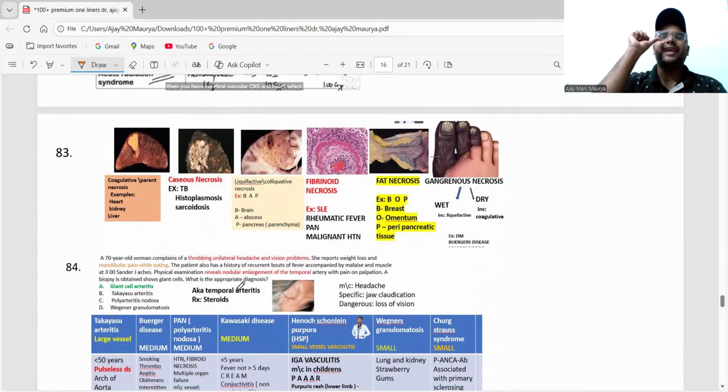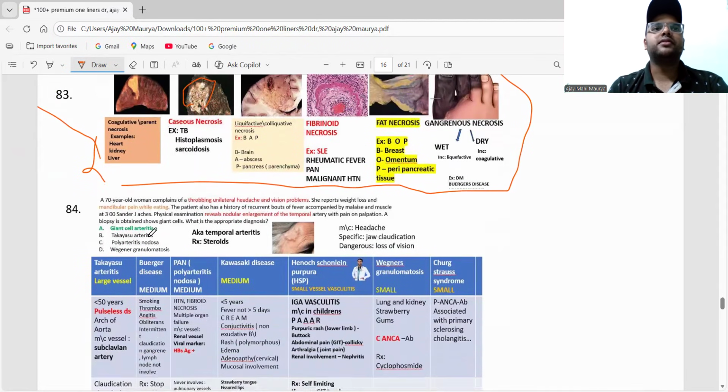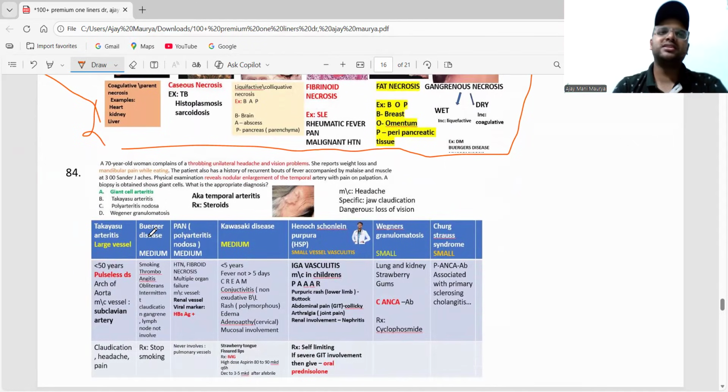Next one, types of necrosis. Next is coagulative. Coagulative never involves the brain. Coagulative examples are kidney, heart, liver. Caseous necrosis is seen in histoplasmosis, TB, sarcoidosis. I think you guys have already memorized these. So read this one. Next one, read this also.